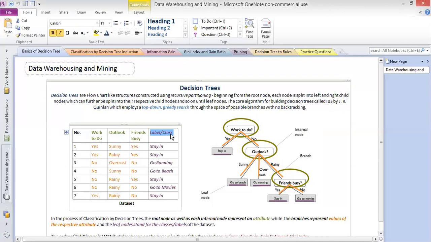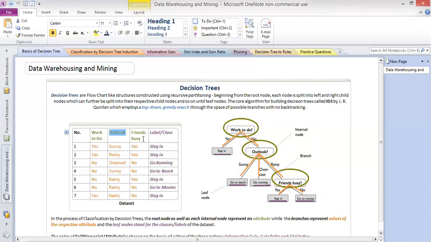So you ask the person whether the person has work to do. Outlook is describing how the atmosphere outside is, and friends busy is: if a person is free and the atmosphere outside is suitable enough to go out, are the friends available to go out together or not? This is how the data set is. This is the information that the data set is containing.